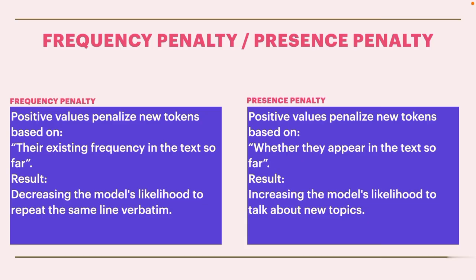Hopefully this gave you a good overview of the frequency and presence penalties in the ChatGPT API. I'd recommend using a higher frequency penalty when you want to reduce the repetition of certain words or phrases in the generated responses, and applying a higher presence penalty when you want to encourage the model to talk about new topics. It's important to note that the optimal values for these parameters may vary depending on the specific use case. So experimentation and fine-tuning are recommended to find the right balance for your particular application.